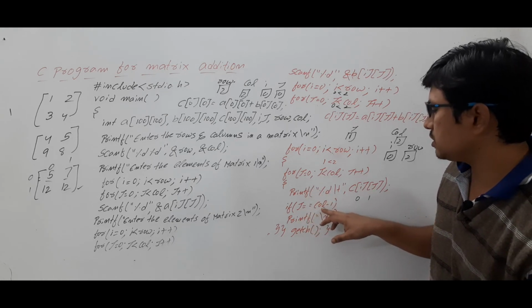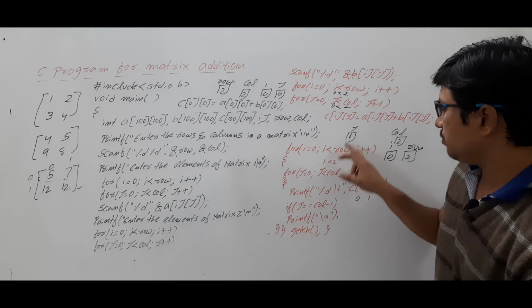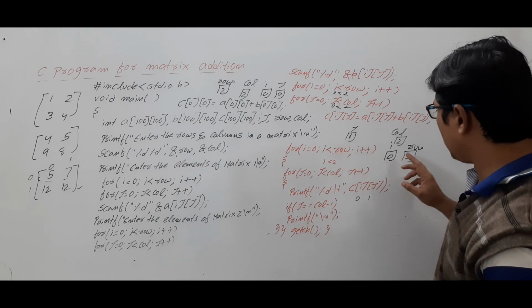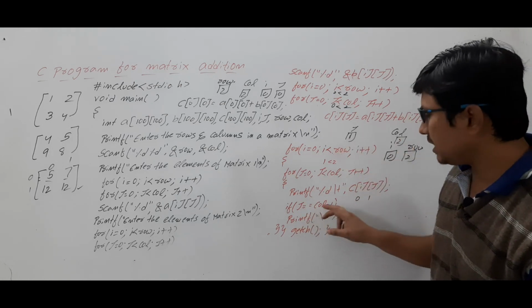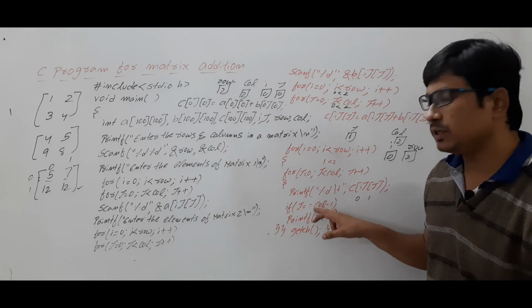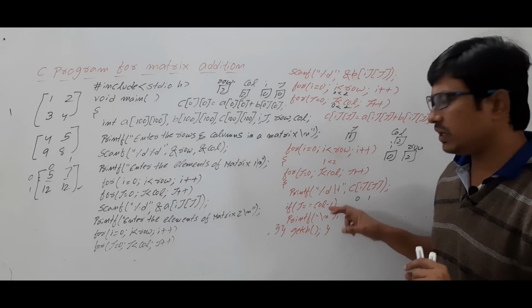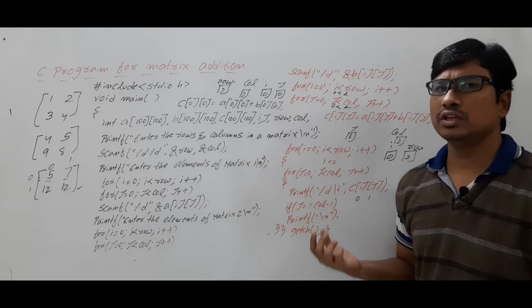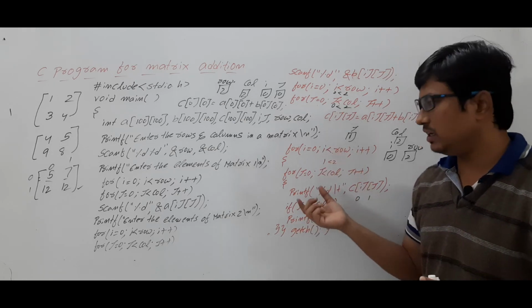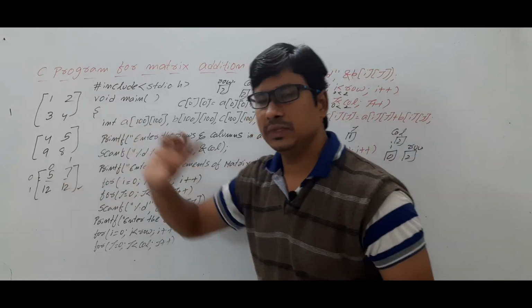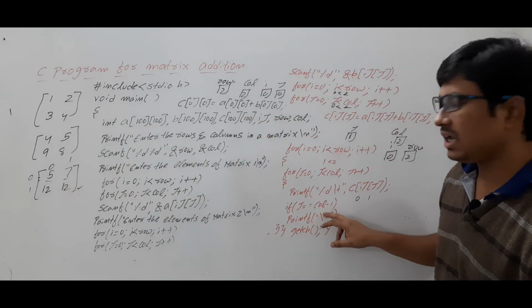j is equal to column minus 1. What is the j value? 1. What is the column value? 2. 2 minus 1, so the condition will be true: 1 is equal to 1. So this condition is true. Why did I not check earlier? 0 is not equal to 1. So that's why this condition failed when you were printing the earlier value. Is it clear?